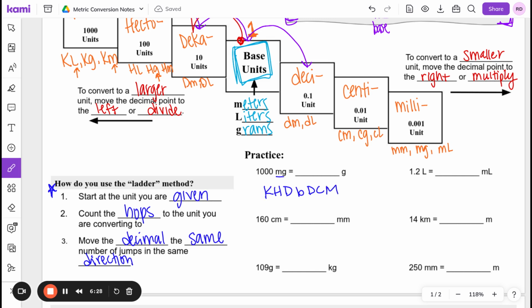So right here, we're starting with 1,000 milligrams. So milli goes with the M down here. Then we're trying to get it to grams. So when there's the single letter, that means we're trying to get it over here to the base unit. So we're going to move the decimal point 1, 2, 3 spaces to the left.